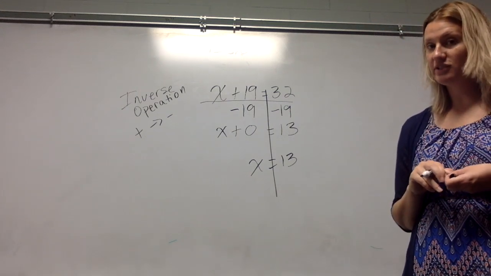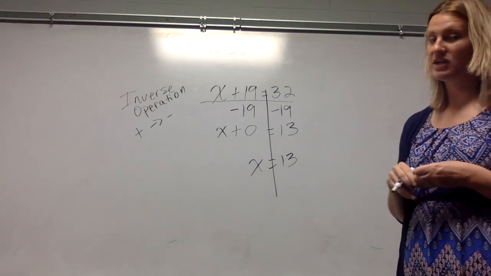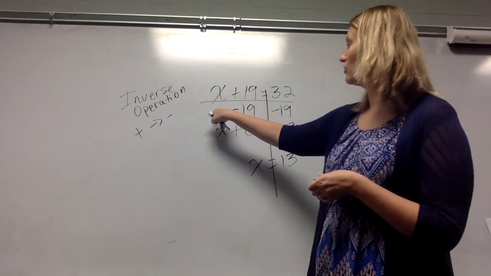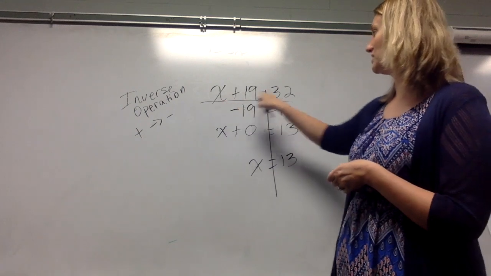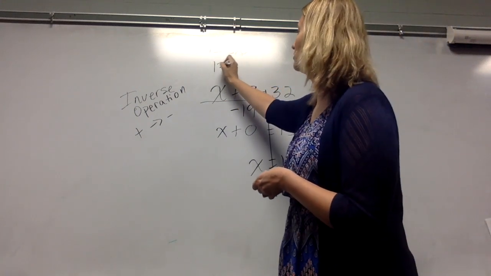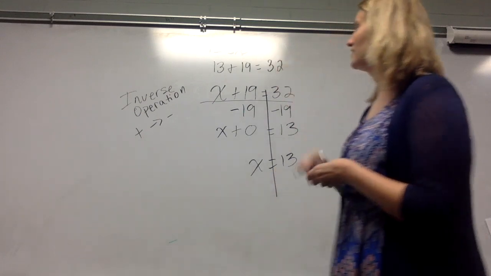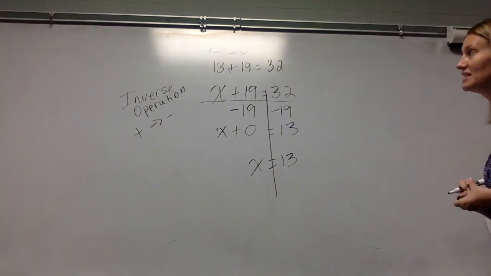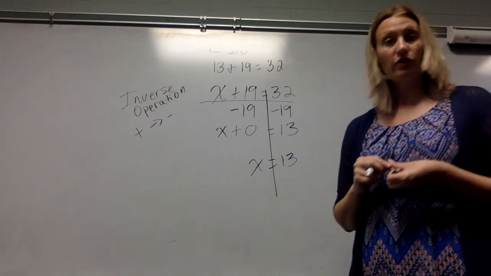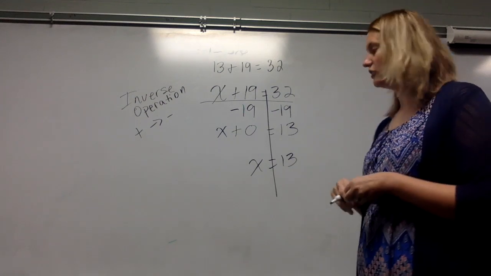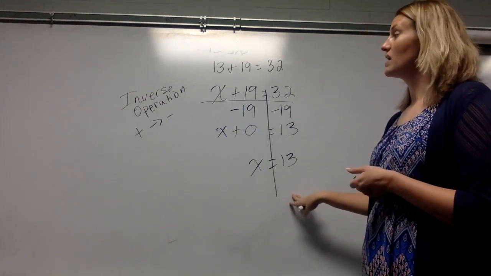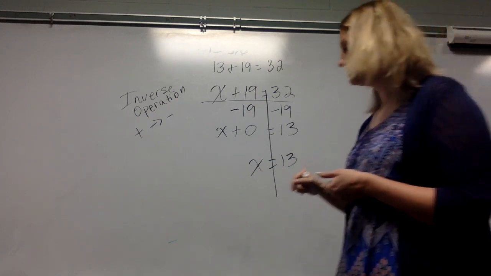Now, I do need to check my answer to make sure that I am correct. So in the original, whatever my x was plus 19 was supposed to equal 32. So I can plug that back in and find that that is in fact true. 13 plus 19 equals 32, whether you check that off to the side or on your calculator. So I know that I am correct here.